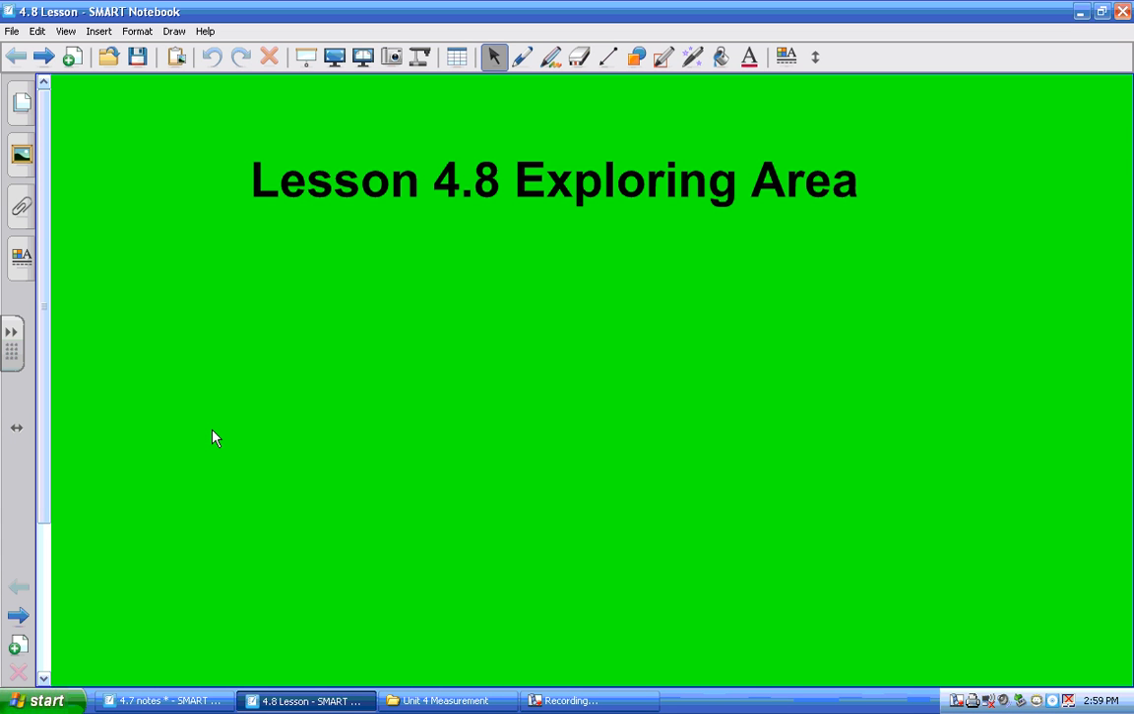All right, ladies and gentlemen, today we're working on lesson 4.8, which is exploring area. It's a little bit further into the covering of area that we did yesterday. Okay, yes, we did before yesterday.